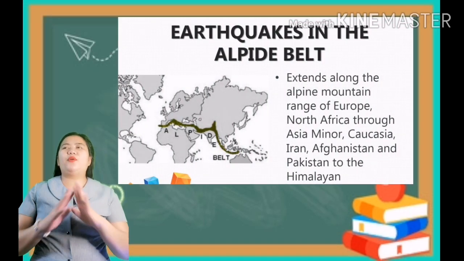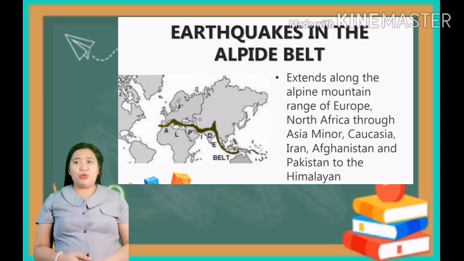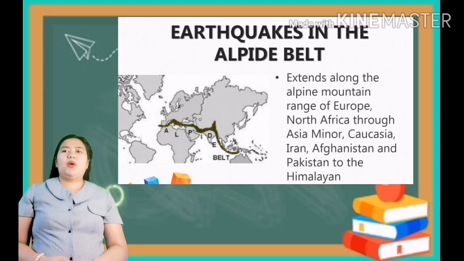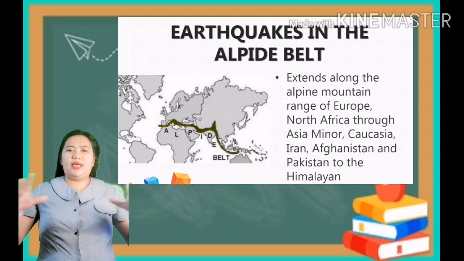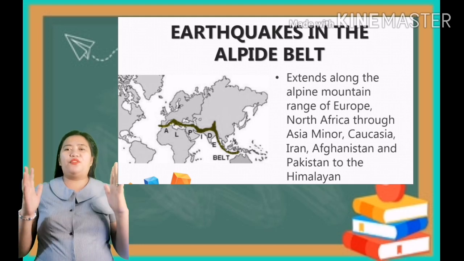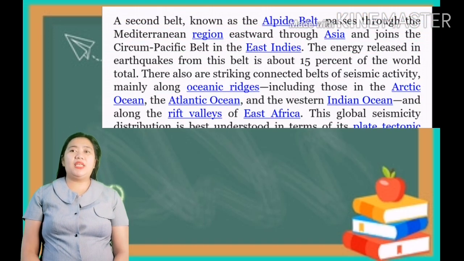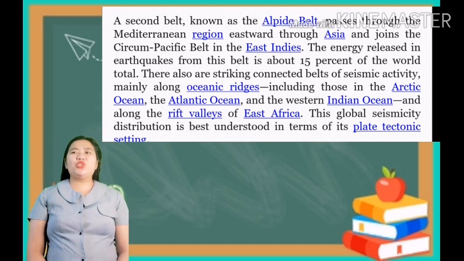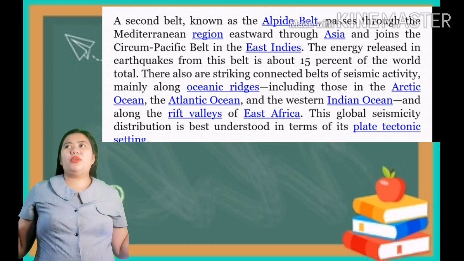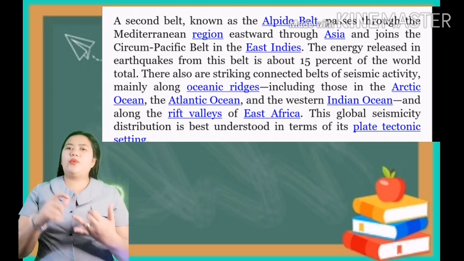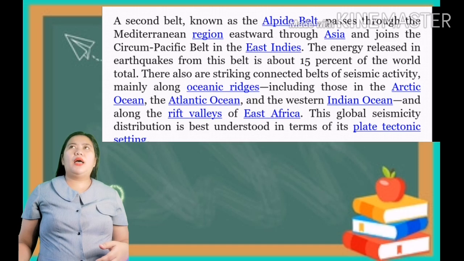Next would be the earthquakes in the Alpine belt. The Alpine belt focuses on the European and some parts of the Asian continent. It extends along the Alpine mountain range of Europe, North Africa through Asia Minor, Caucasia, Iran, Afghanistan, and Pakistan to the Himalayan mountain range. So do not forget the scope of the Alpine belt. A second belt known as the Alpine belt passes through the Mediterranean region eastward through the Asian continent and joins the Circum-Pacific belt in the East Indies. But most of the concentration of volcanoes and earthquake occurrences focuses merely on the European continent and some extends to the Asian continent.